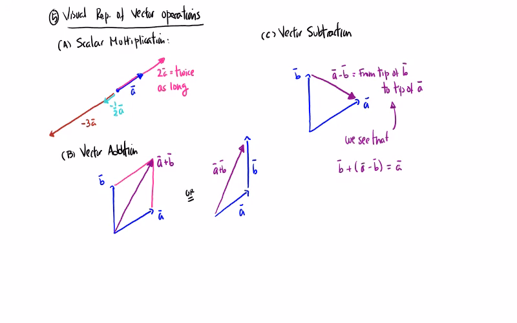And then, of course, last but not least, just to be completely complete, if we went the other way, right, if we did, like, here's B, here's A, if we did B minus A, we go like this. That goes from the tip of A to the tip of B.